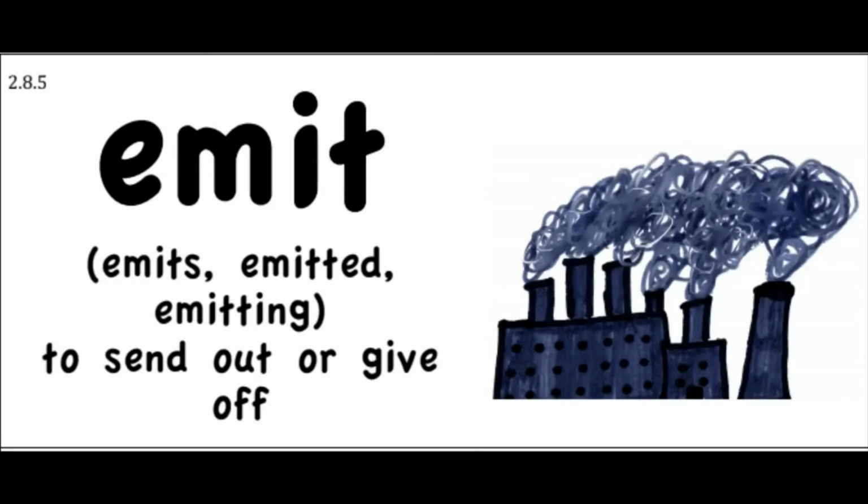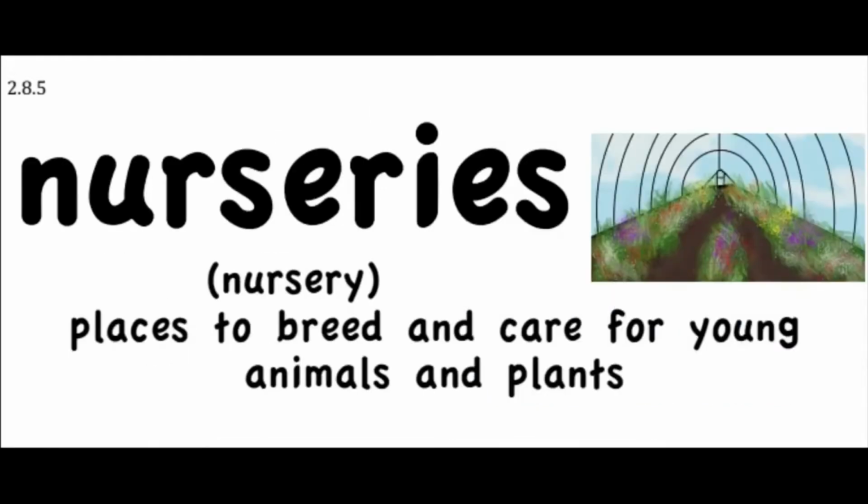Emit. Emit means to send out or give off. When our fire alarms go off in the school, they emit a very loud noise. Nurseries. A nursery is a place to breed and care for young animals or plants. For example, worker ants feed baby ants in separate chambers called nurseries.